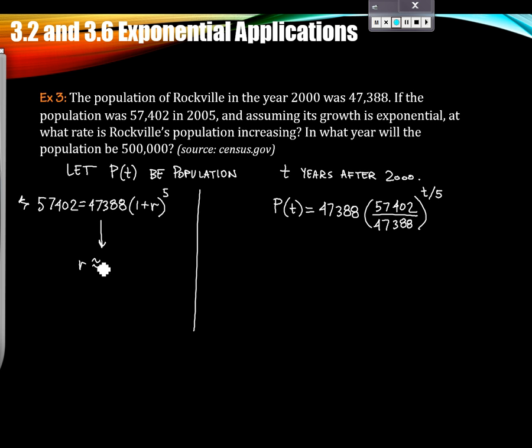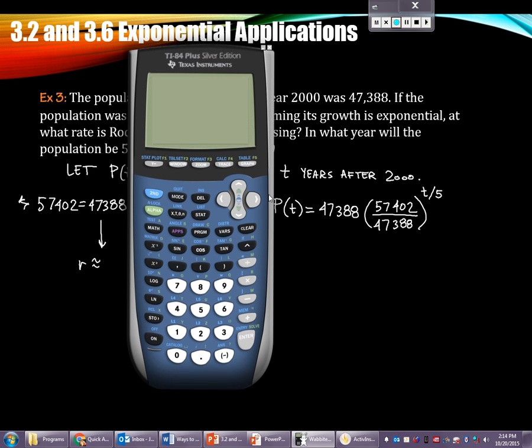Okay. So yeah, when you solve for r, we'll tell you what you should get. You're welcome to do that too. Whatever you want to do. So what is this? 57402 divided by 47388 to the 1/5.